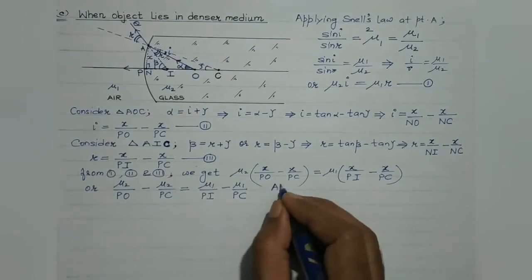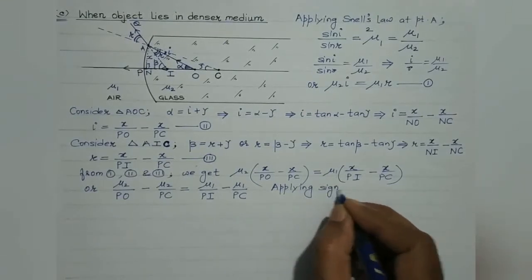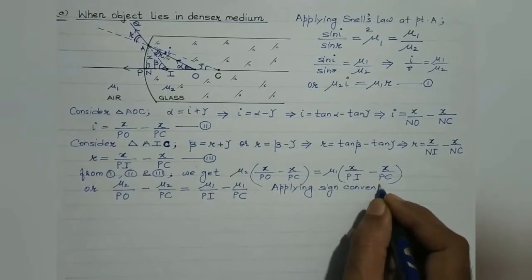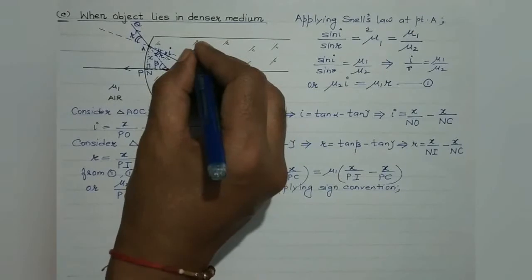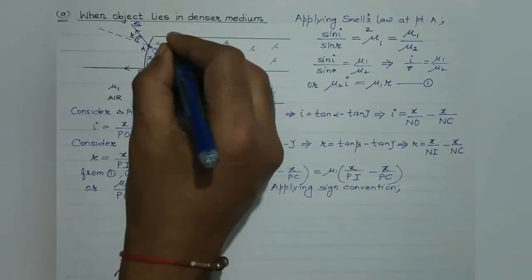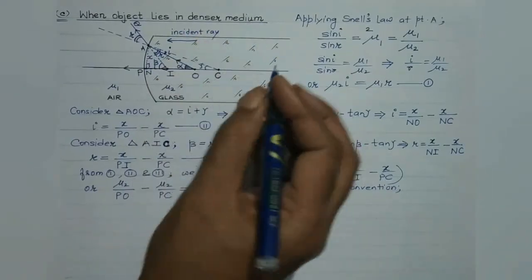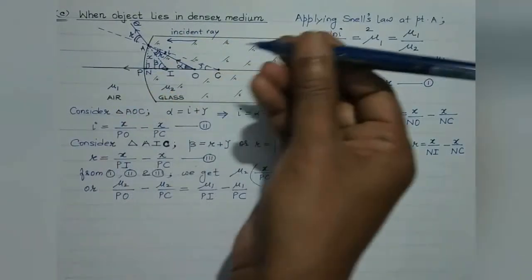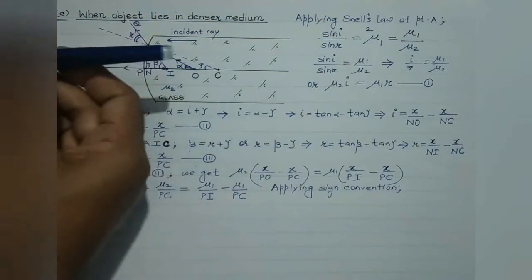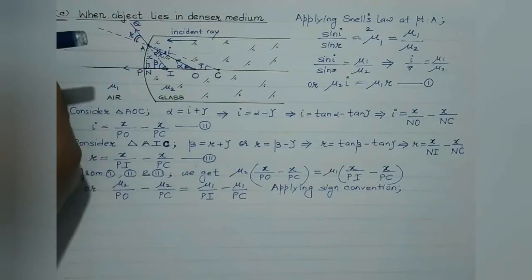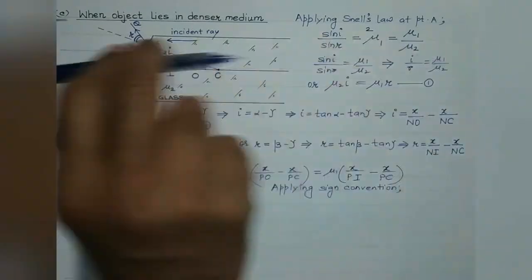Now in the last step, let's apply sign convention. So applying sign convention, we get, now look students, here the incident ray is traveling from right to left. This is the incident ray. This is the direction of incident ray. This is the object and this is the pole, right? So incident ray is traveling from right to left. So all the distances which are measured from right to left will be taken as positive, while all the other distances which are measured from left to right will be taken as negative.